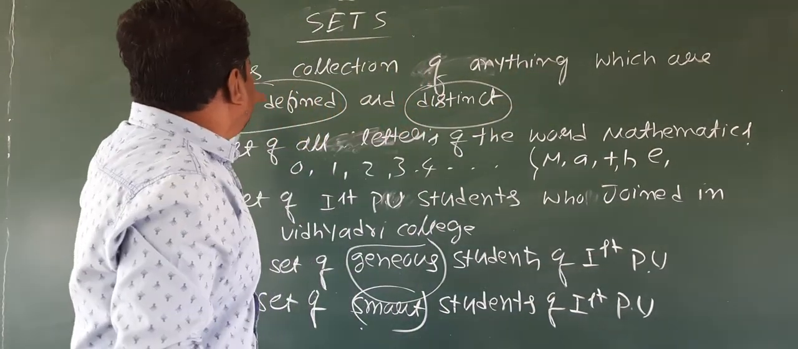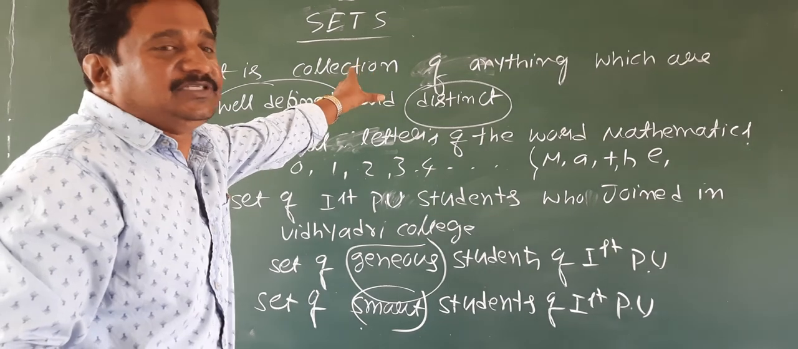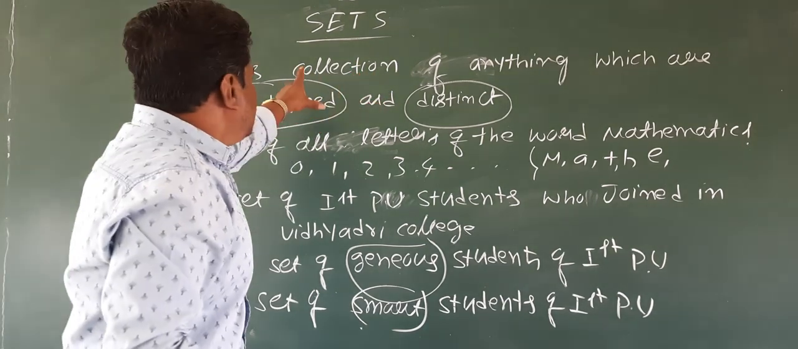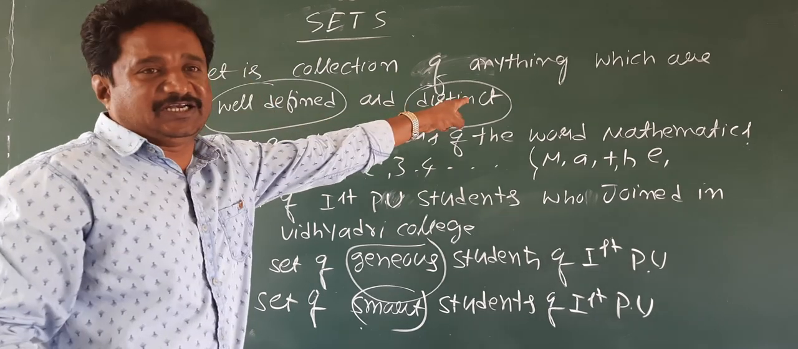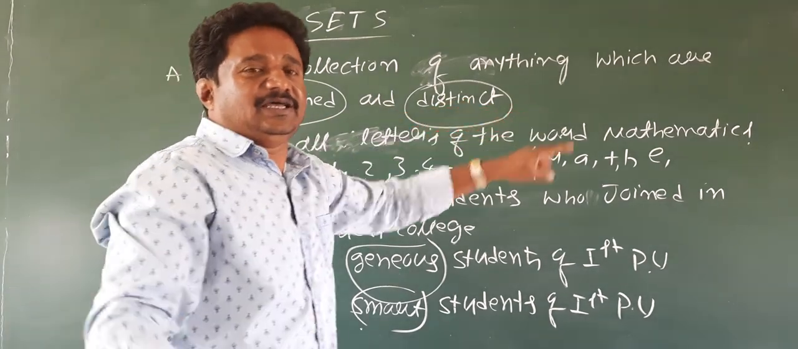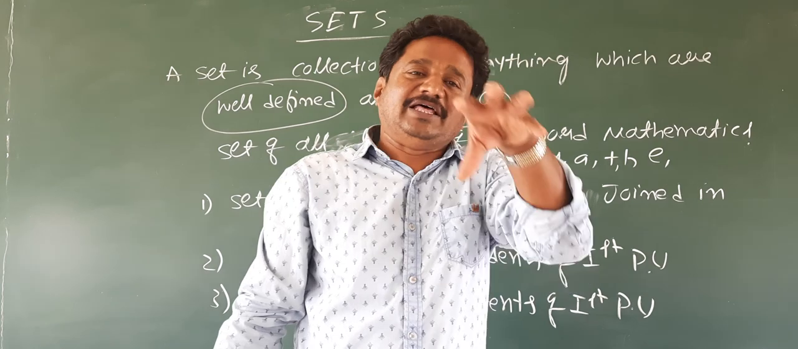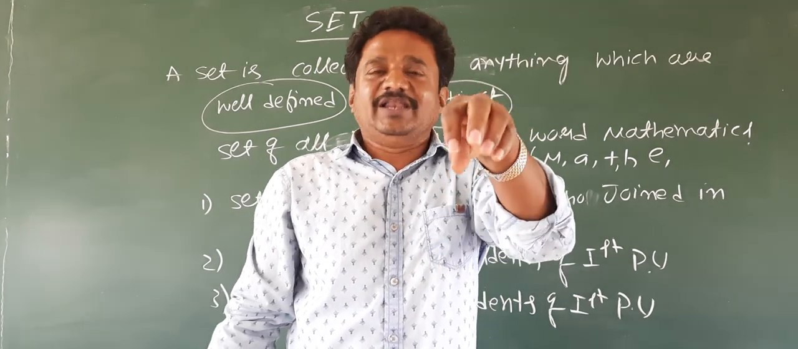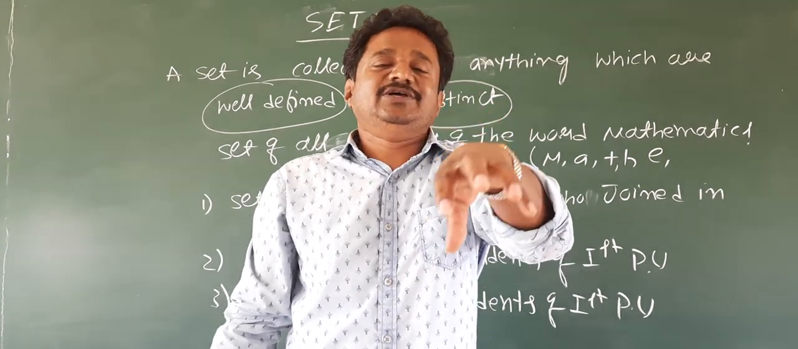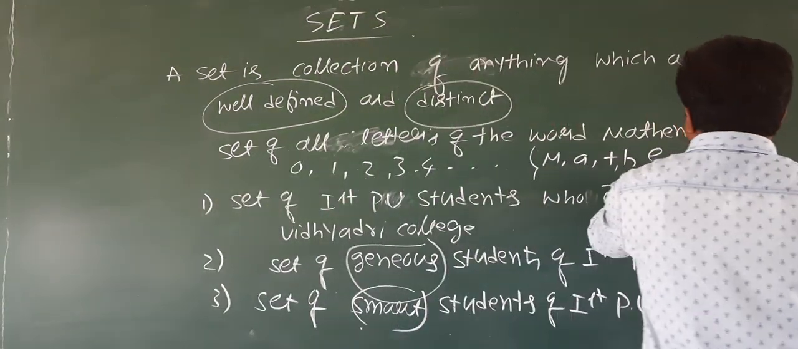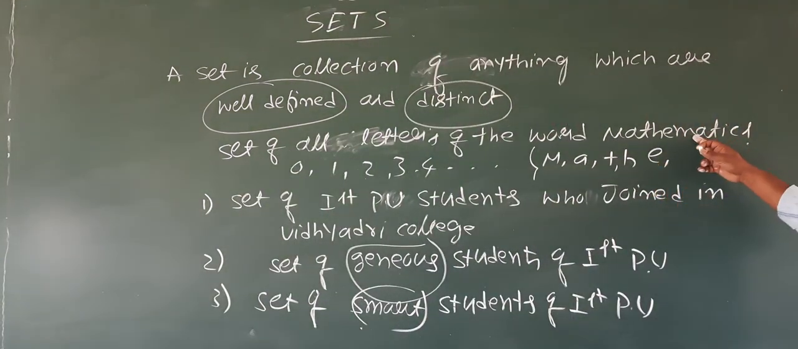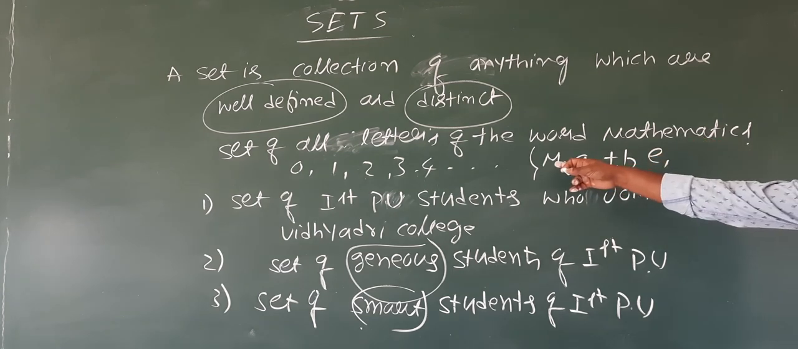When I speak about the definition of set, observe that anything which is well-defined and distinct. In a set, you should not repeat the same element. While collecting elements for a set, you should not repeat. Repetition is not allowed. M, E, write next M, need not write M once again.